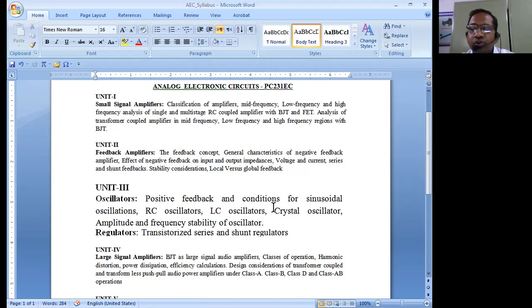So you should apply negative feedback only to stabilize the output of the system, not to distort the output of the system. That is why negative feedback is normally used. And apart from this, there are other advantages of negative feedback. It reduces the noise at the output side of the circuit, and it also increases the bandwidth of the circuit.